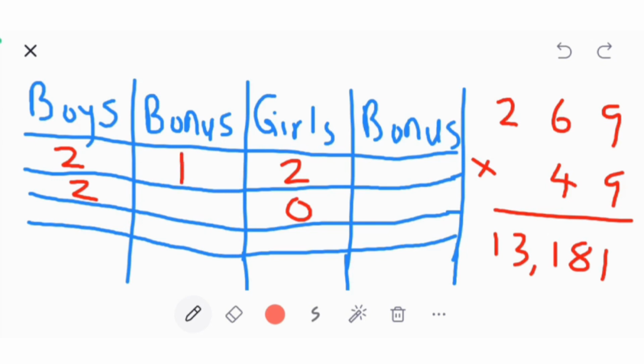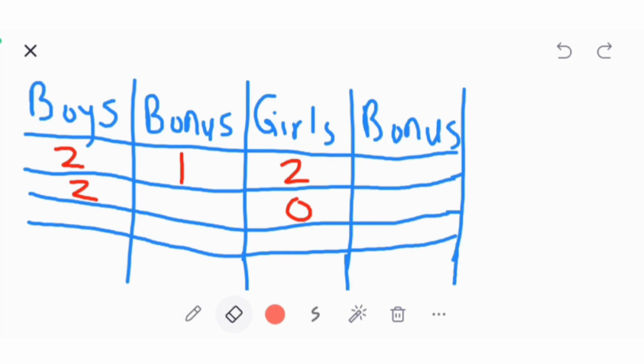All right, here we've come to the end of this competition. Let's see who our champion for today is. Boys have a total of 5 points, while girls have a total of 2 points. As you can see, the champion for today are boys. Give a round of applause for boys.